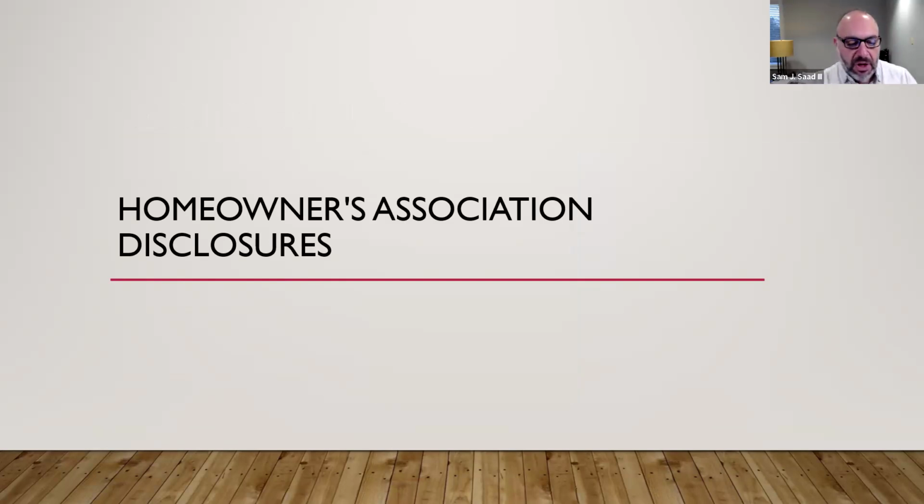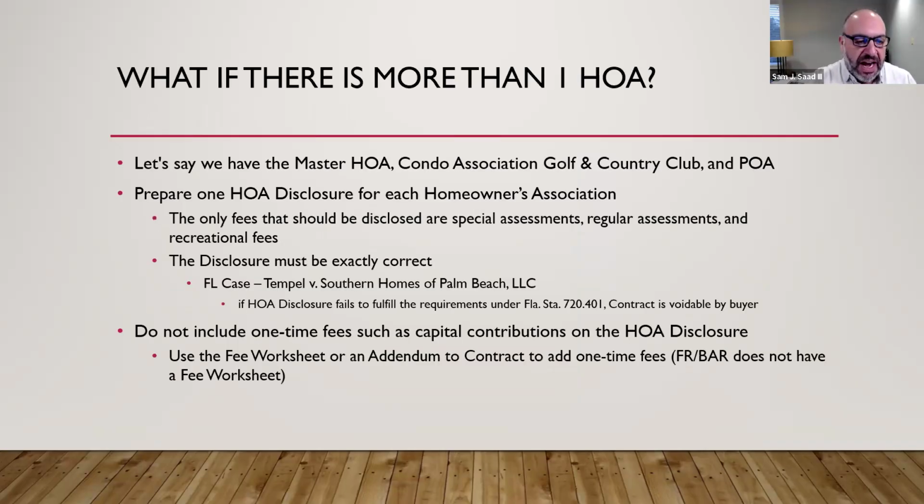You are probably familiar with this form if you've sold in an HOA, or if you've received it from a seller. So I'll show you the form in a second, but one question I always get asked is, what if there's more than one HOA? Well, you would need an HOA disclosure for each HOA that covers the property. So you may have a master and a property owner association. You notice in here, I put on here condo association. I noticed that a few minutes ago.